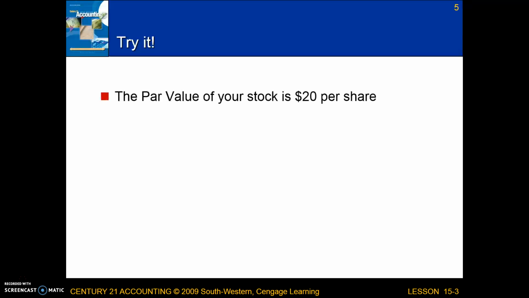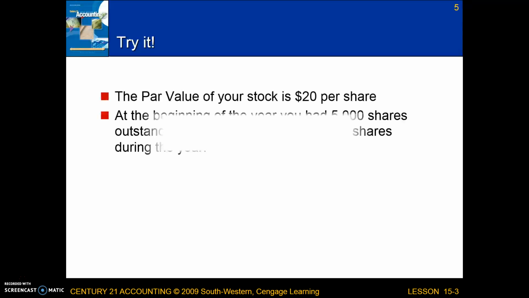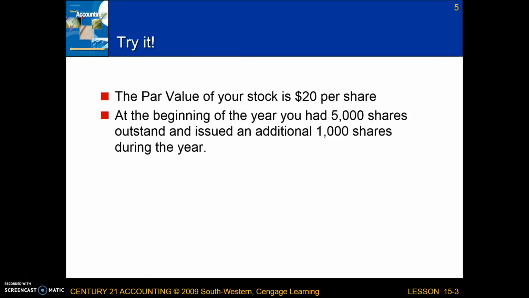So if you were to try it, if your par value of the stock was $20 per share, and at the beginning of the year you had 5,000 shares outstanding and you issued an additional 1,000 during the year, what would be your ending value of capital stock? I'll give you a second to try and calculate that out before I show you the answer.